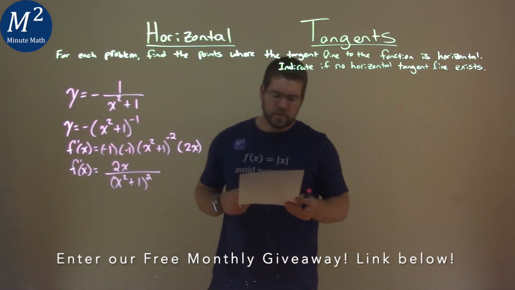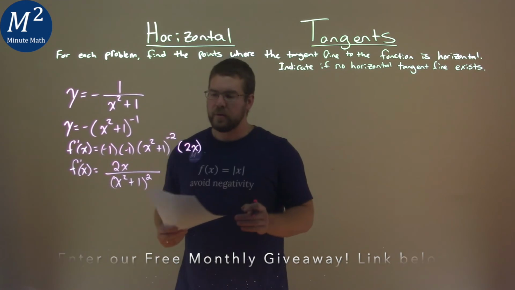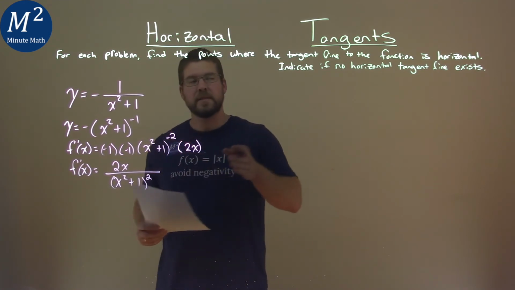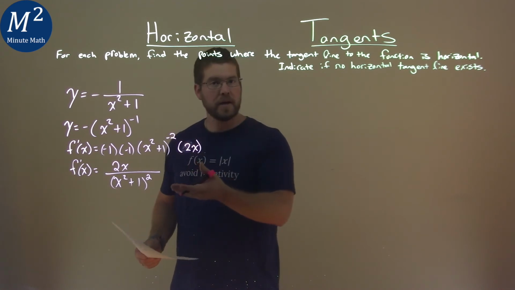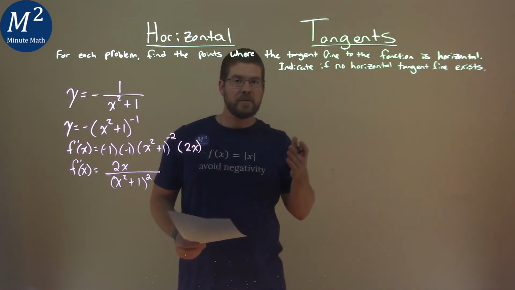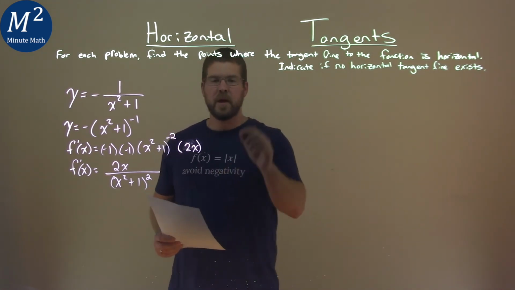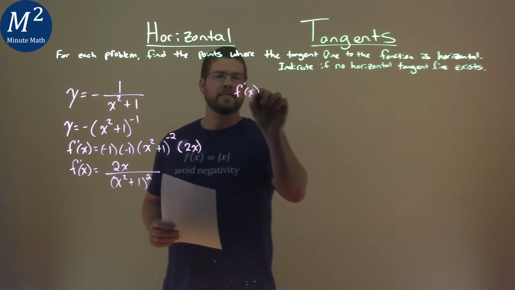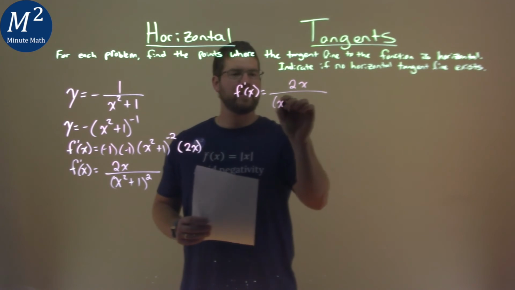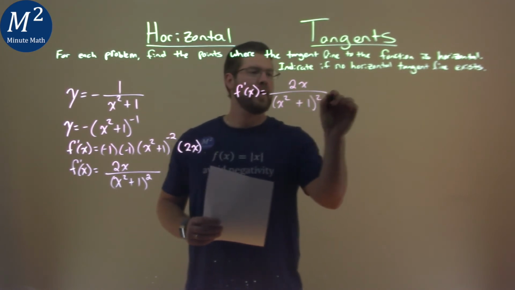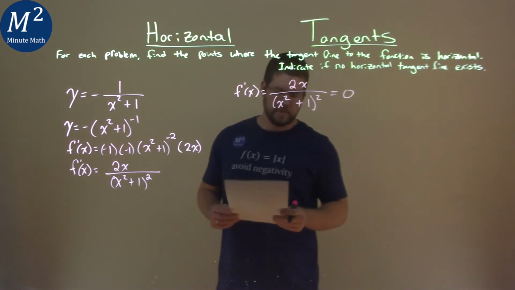Alright, so we have our derivative here. What we want to do is find where this derivative is equal to 0, because remember, the derivative is the slope of the tangent line, and we want to find where that's horizontal, aka equal to 0. So we take f prime of x, which is 2x over x squared plus 1 all squared, and we set it equal to 0.